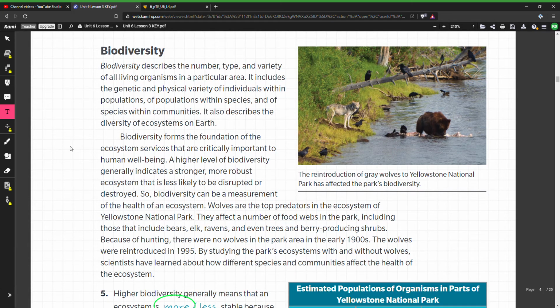So biodiversity is a measure of all of the different, it says this right here, biodiversity describes the number, type, and variety of all living organisms in a particular area. Sorry, that's being glitchy right now. So biodiversity is a term we use to describe the diversity: how many different organisms and how different are they in a particular ecosystem.